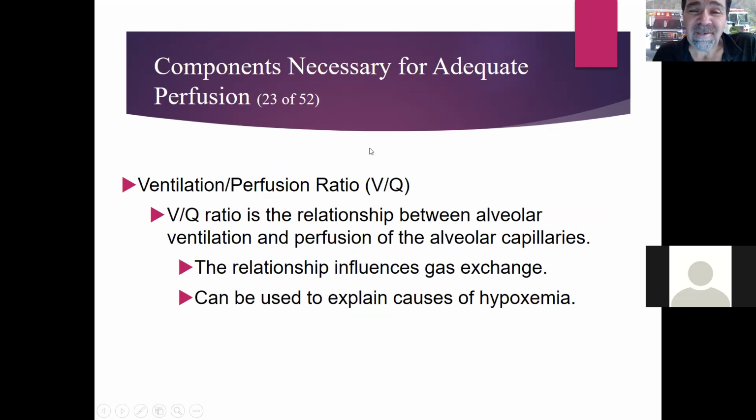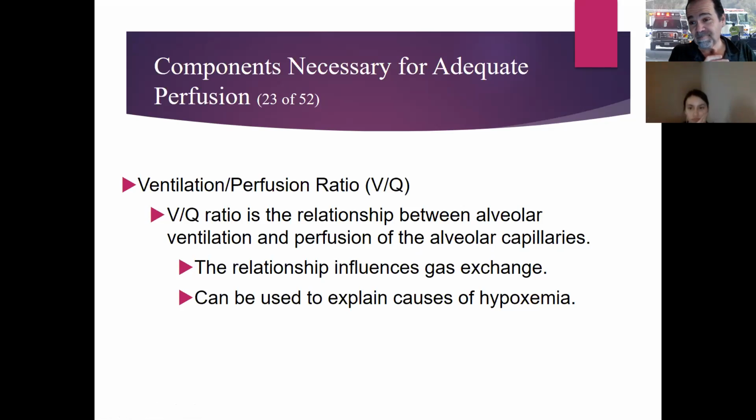We'll talk about ventilation perfusion ratio. Ventilation perfusion ratio is the relationship between alveolar ventilation and perfusion of the alveolar capillaries. What this slide is trying to tell you is that the amount of oxygen that goes into the alveoli is going to help diffuse that oxygen, which is in higher concentrations in the alveoli, into the capillary beds.